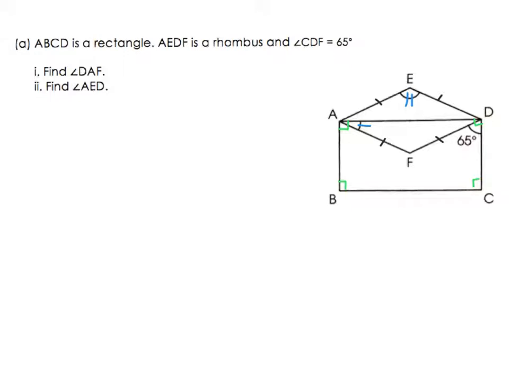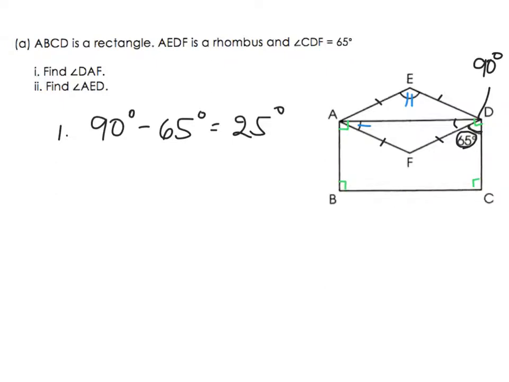So it's interesting to note that this angle over here is 90 degrees because it's a rectangle, right? But this angle over here is 65. So you can actually solve for this angle by subtracting 90 degrees minus 65 degrees, and that will be 25 degrees.